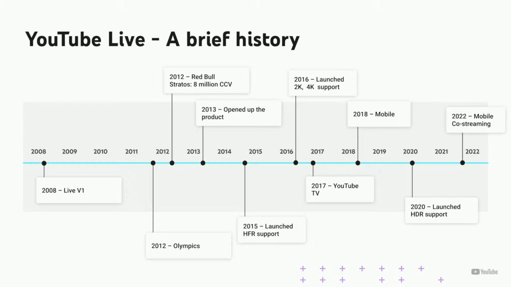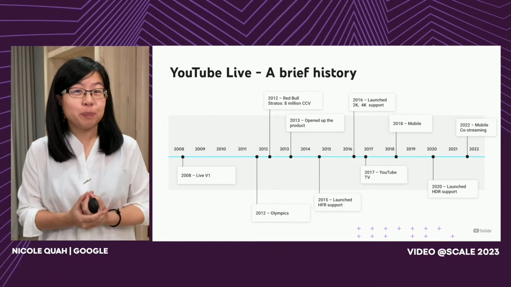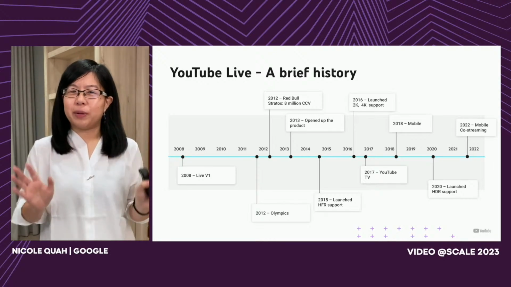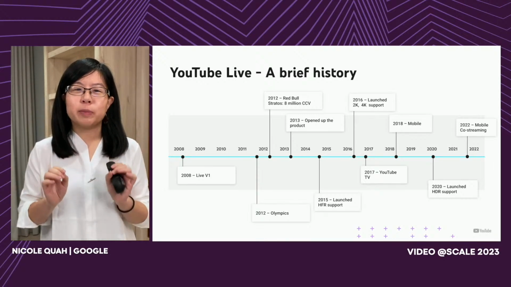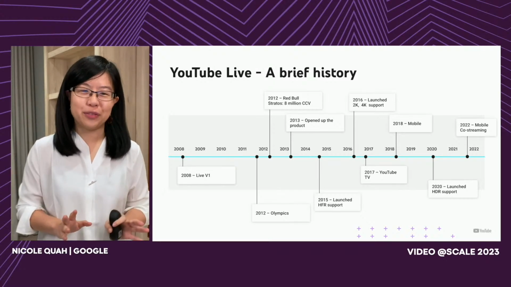Alright, so first off, let's level set a bit. Where does the story of YouTube Live start? The very first incarnation of YouTube Live was back in 2008. In terms of a few early highlights, in 2012, the London Olympics were live streamed through YouTube. Maybe some of you might remember the Red Bull Stratos event, where an Austrian skydiver jumped from the stratosphere. This jump lasted about 10 minutes and was watched by over 8 million concurrent viewers on YouTube back in 2012.